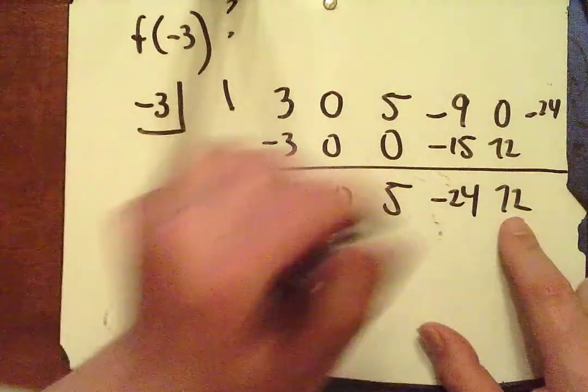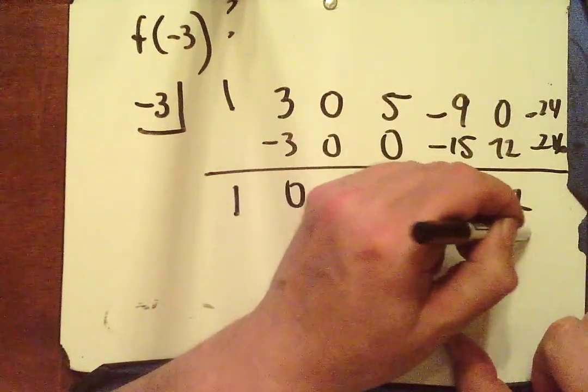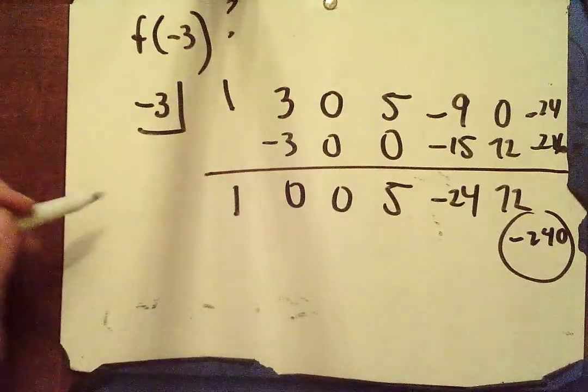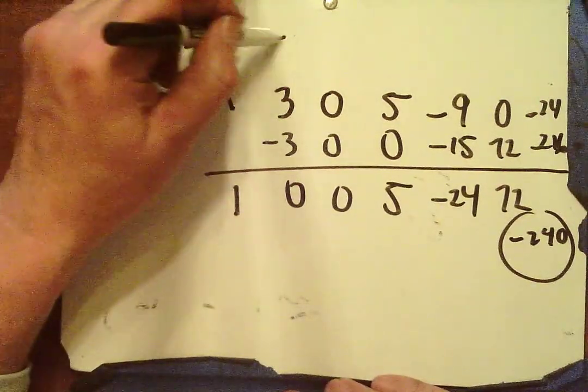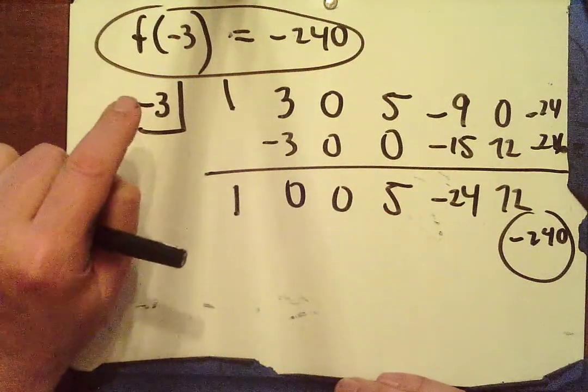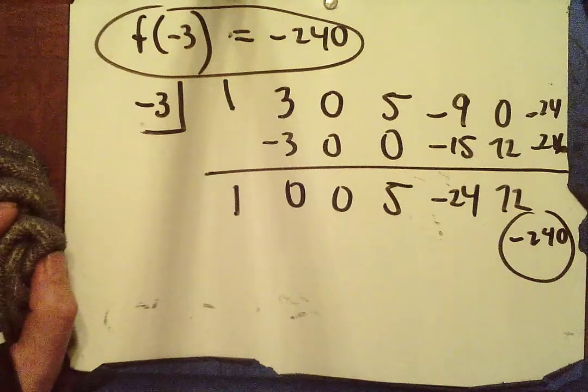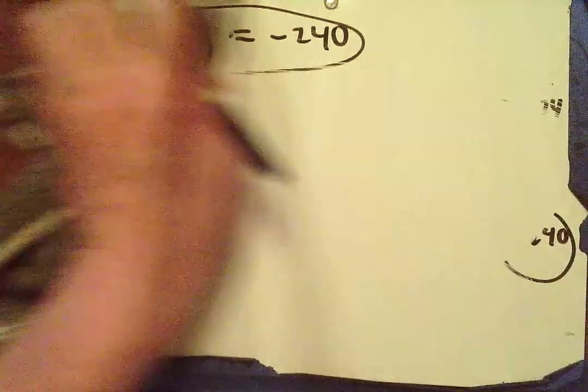72 times 3 is going to be negative 216. And when I add these, I get negative 240. So what's f of negative 3? Negative 240. And that is sure a whole lot faster than me plugging that negative 3 into all those x's and figuring out what all that stuff is equal to.